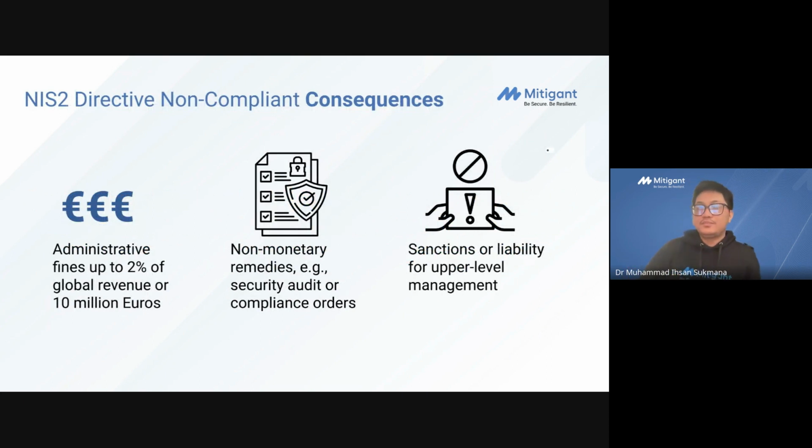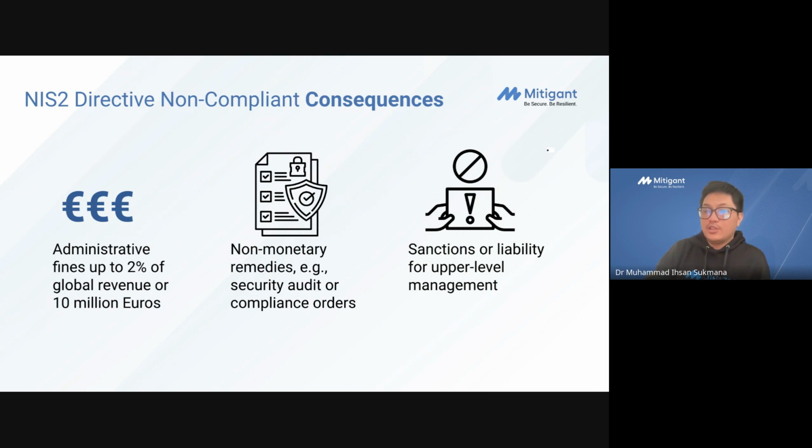And so when we're talking about the consequences, if entities do not yet comply with the NIS2 directive, there are basically three possible outcomes of sanctions. The first one, as a rule of thumb, is administrative fines of up to 2% of the global revenue or 10 million euros. And this could be even more if you're in a critical sector. This is for critical sectors, and this one is for the important sectors.